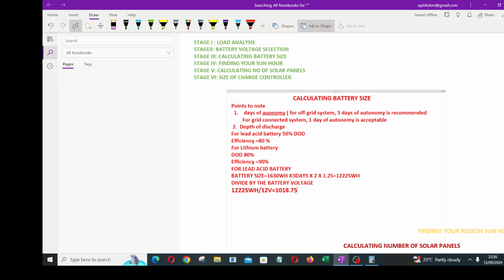1,018.75 amps hour. Remember, if watt is VA, that is volt multiplied by amps, then there we have 12 volt. So the 12 volt under will cancel 1 volt here, so we'll be left with amps hour. So 1,075, which is approximately equal to 1098 amps hour. That is if we want to use a lead acid battery.